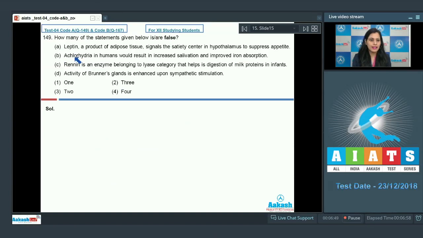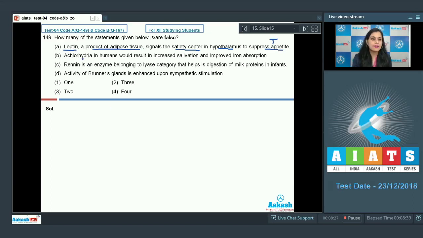Question number 149. How many of the statements given below is or are false? The very first statement given is leptin, a product of adipose tissue, signals the satiety center in hypothalamus to suppress appetite. And this is a true statement because leptin, which is produced by adipose tissues, signals the satiety center in hypothalamus to suppress appetite. And it's a true statement.